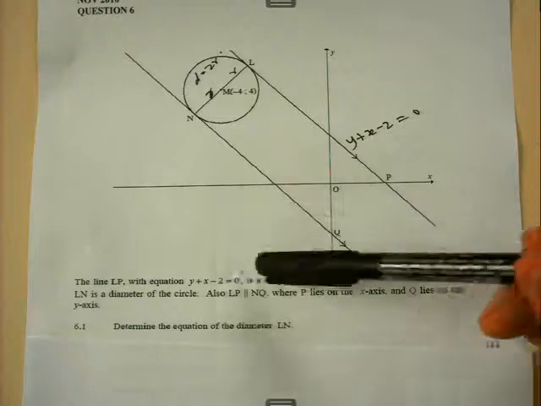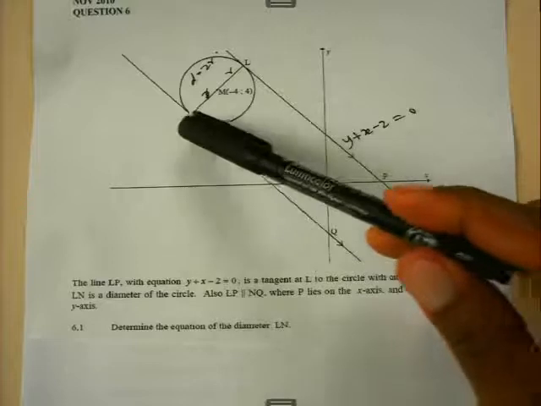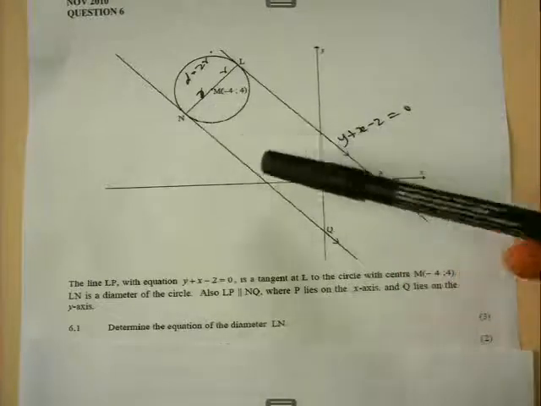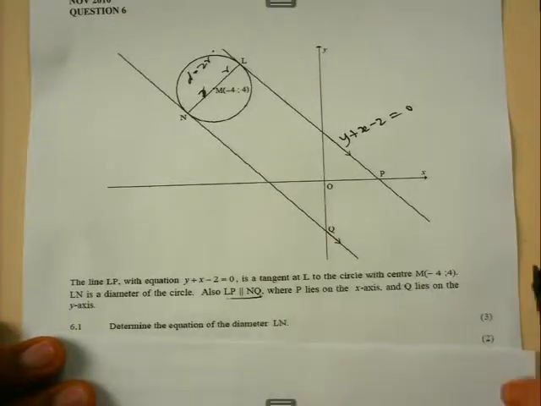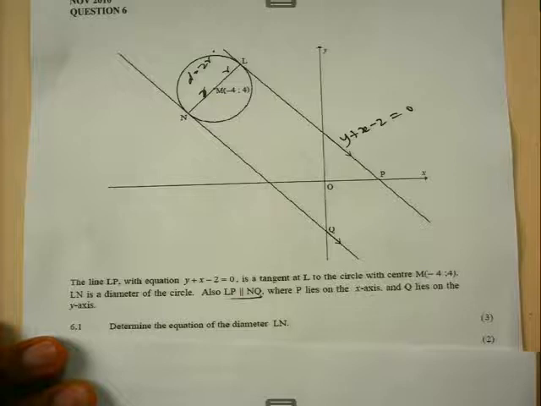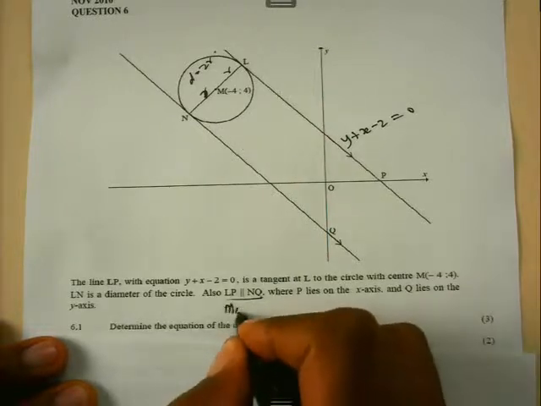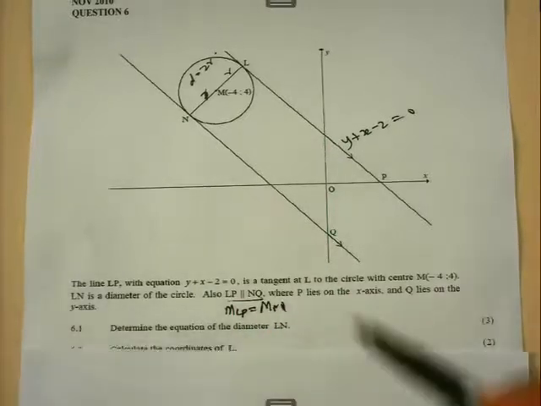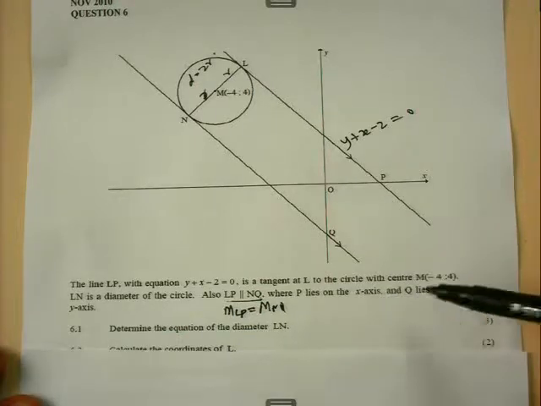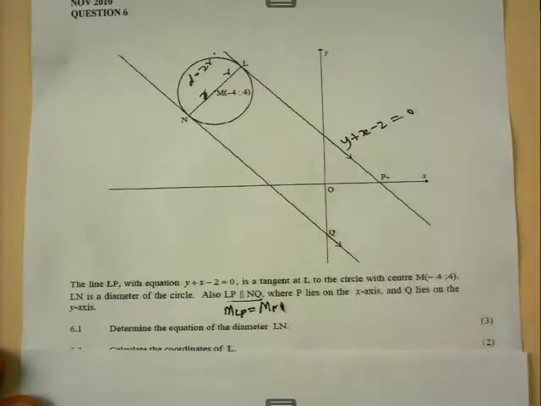Now from here we can go on to say they also said LP is parallel to NQ. If they say something is parallel, LP is parallel to NQ, what do you know about parallel lines? Of course, I know that if lines are parallel, they have the same gradient. Will you agree with me that the gradient of LP is equal to the gradient of NQ, right? Now they also said P lies on the x-axis and Q lies on the y-axis. This is our x-axis there, and this one is on the y-axis.